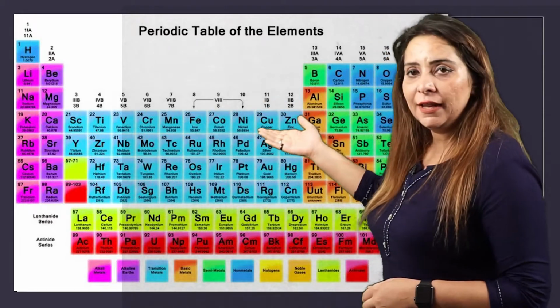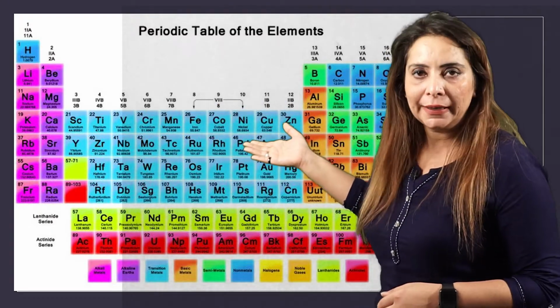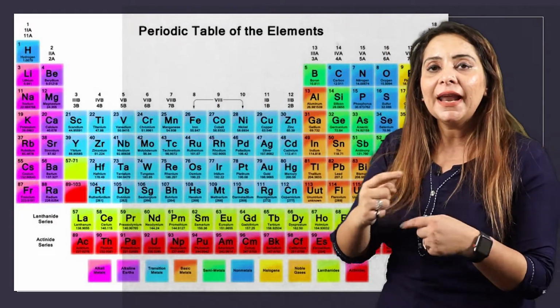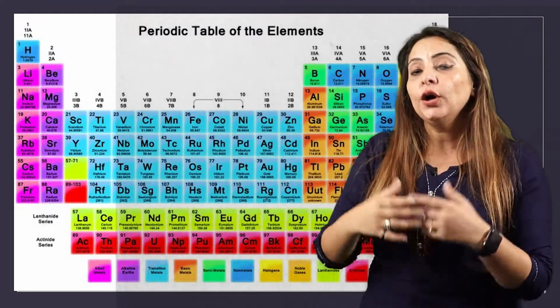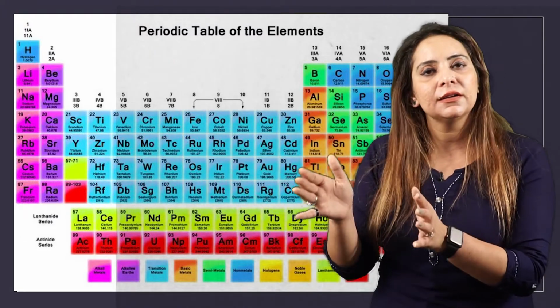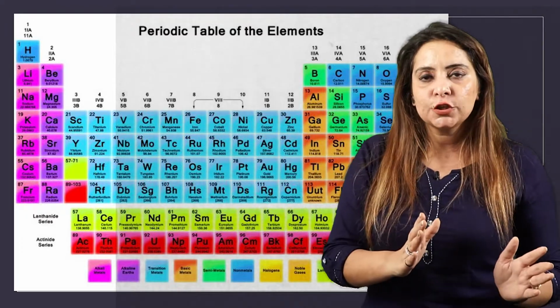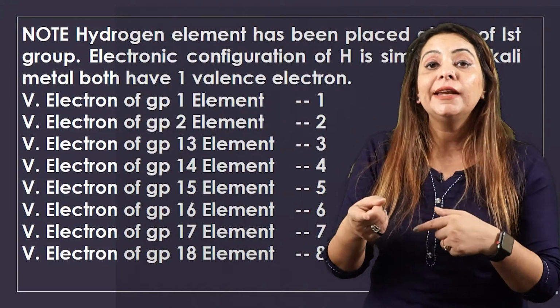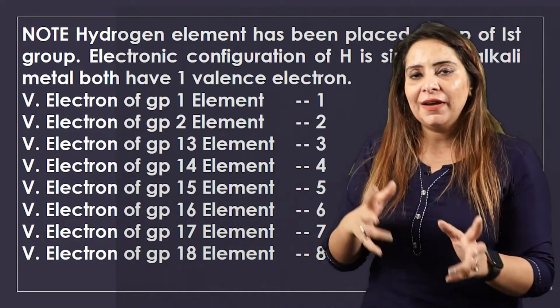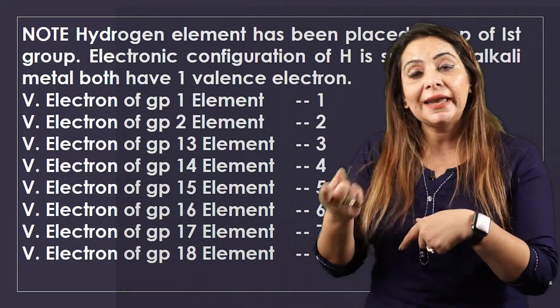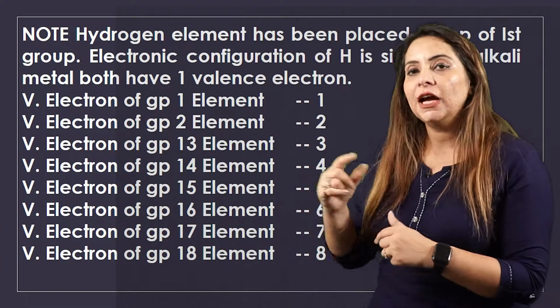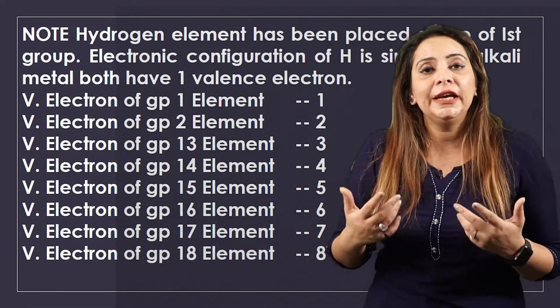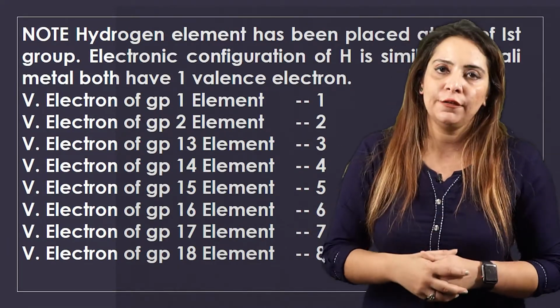And why are we adding 10? We are adding 10 because from group 3 to 12, we have 10 groups involved in it. So that is the reason we are adding 10 to it, right? So if the valence electron is 1, the group is 1. If the valence electron is 2, the group is 2. If the valence electron is 3, you need to add 10 to it, so it becomes 13. If valence electron is 8, you need to add again 10 to it and it becomes 18. So this is how we come to know about the group of the elements.